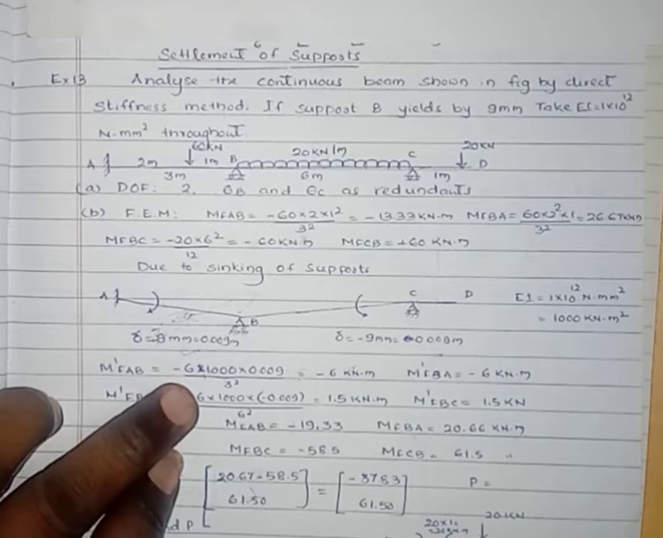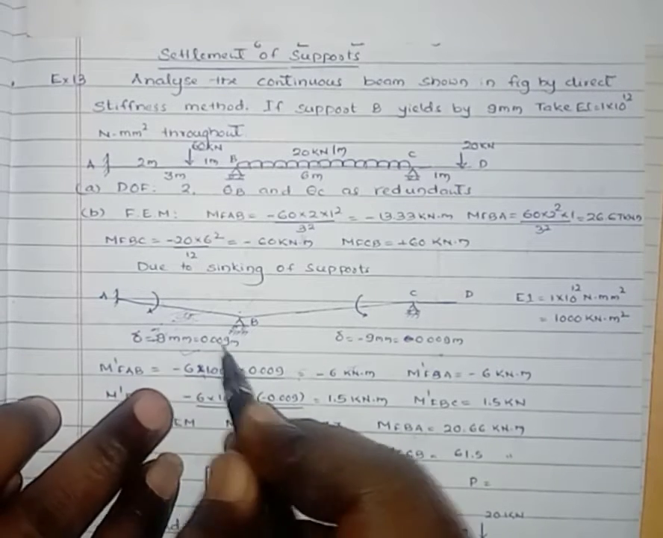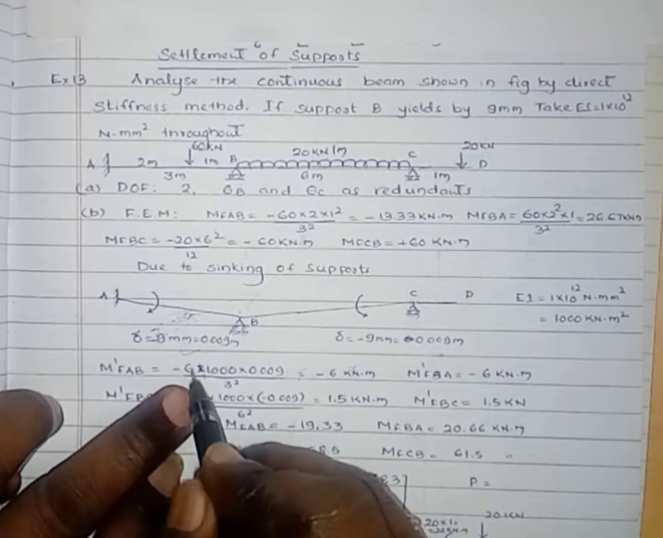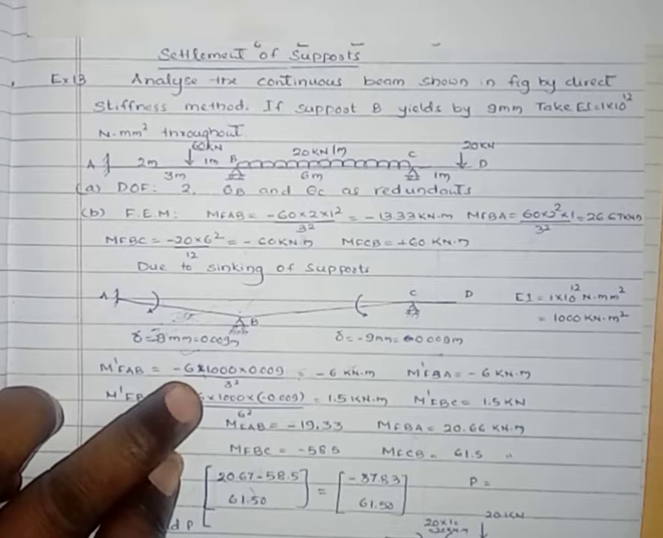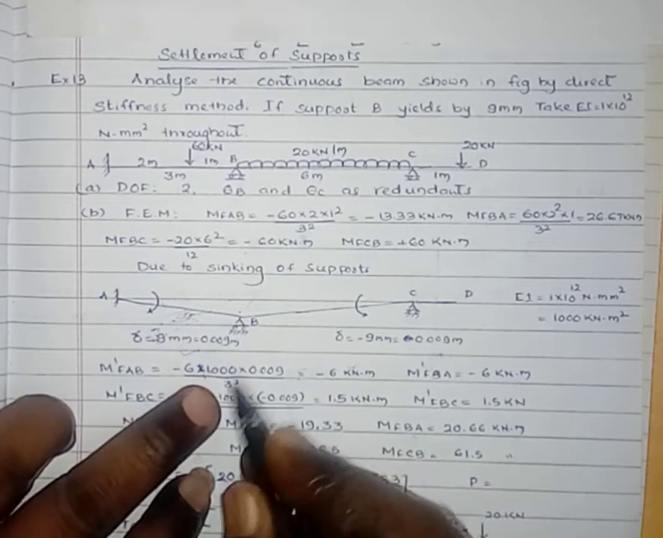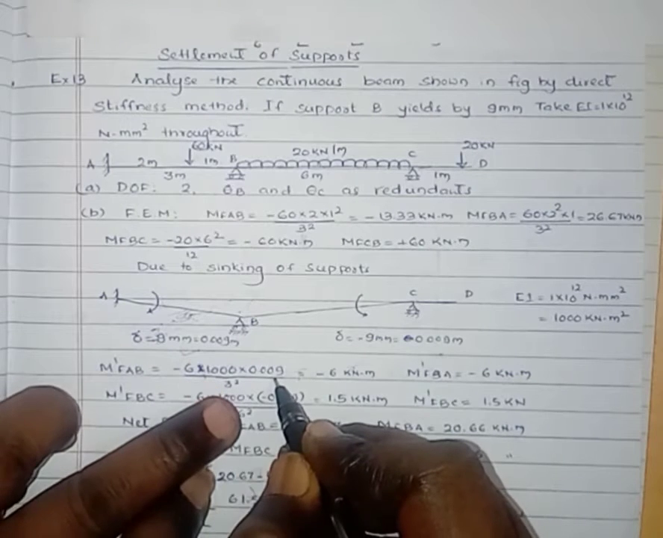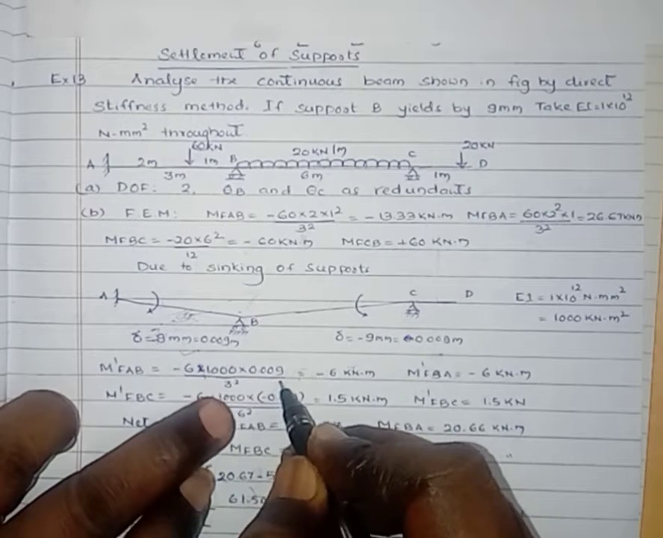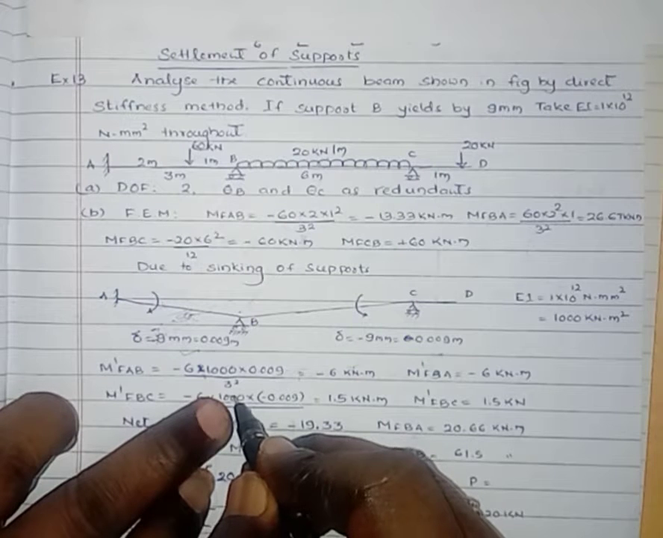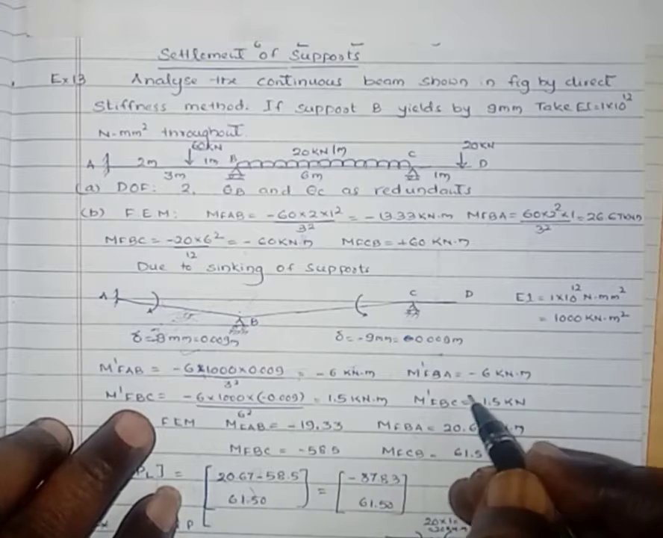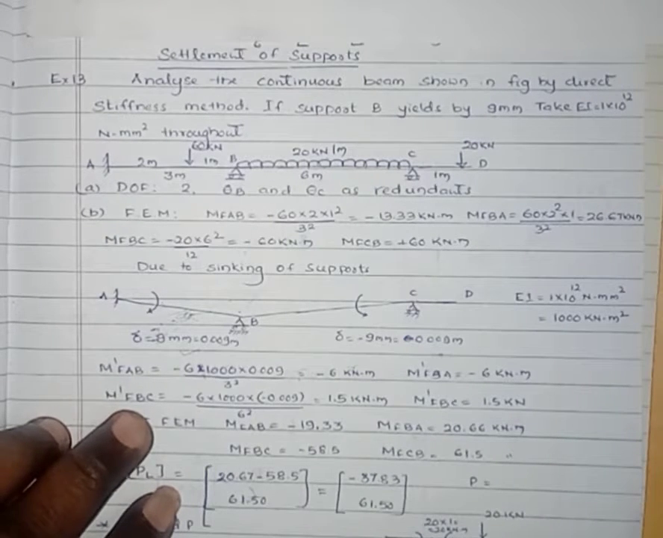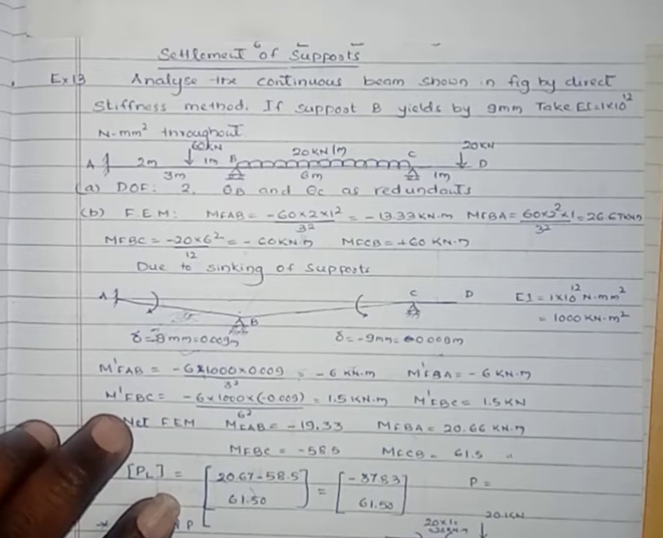square. Here for span AB, the settlement is plus 0.009 meter. The formula is minus 6 EI delta by L square, so minus 6, EI value is 1000, delta is plus 0.009 divided by L square, that is minus 6 kilonewton meter. Similarly, M dash FBA from the other end also is the same, that is minus 6 kilonewton meter.